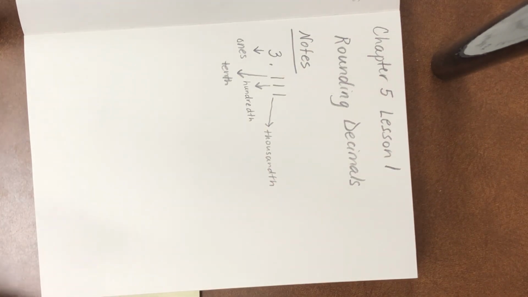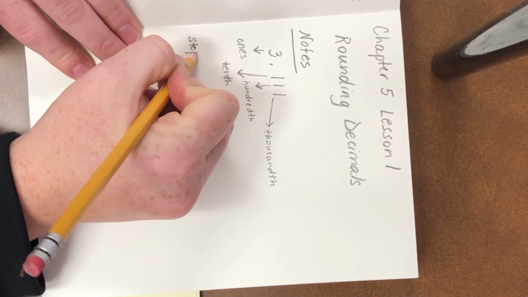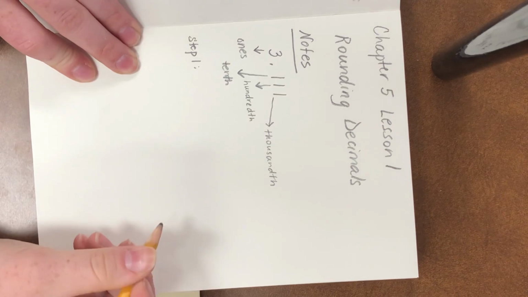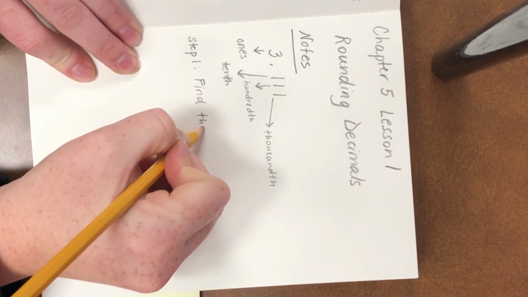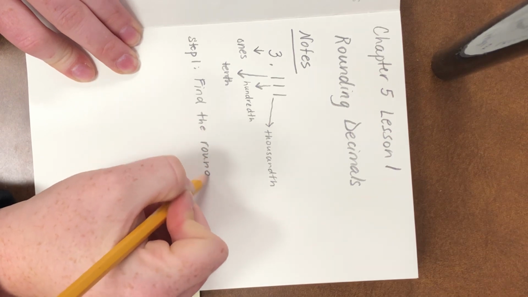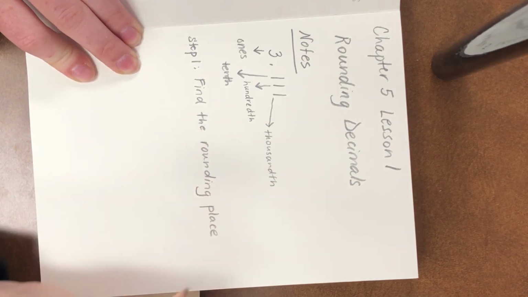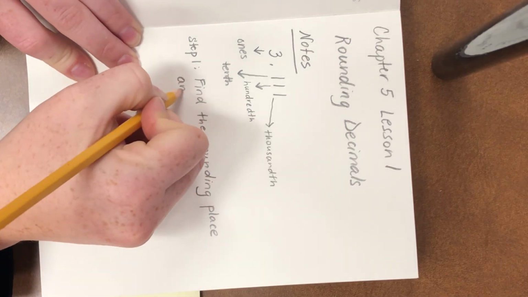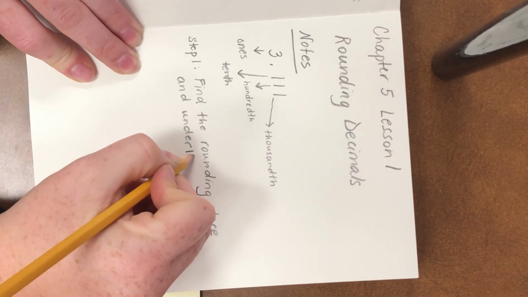Then when you're rounding, how we're going to begin is step number 1. Step number 1, you are going to find the rounding place, and you're going to underline it. So the place that you're going to round to.